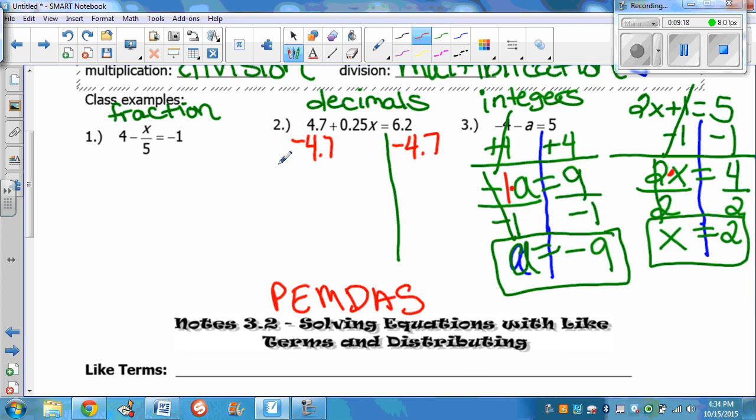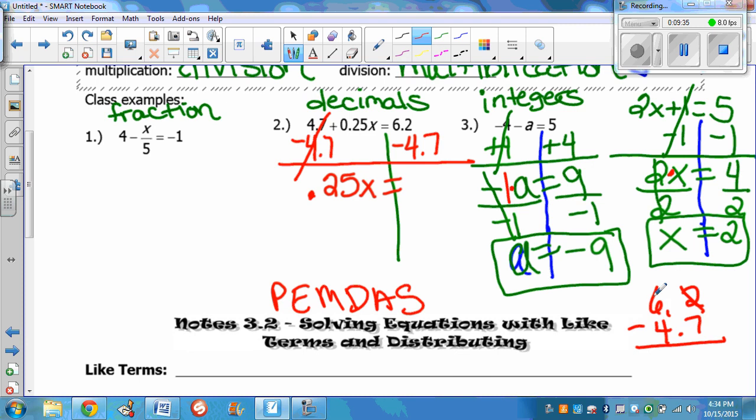So I'm going to subtract 4.7 from both sides, and I get 0.25x equals, okay? So that's 6.2 minus 4.7. I might write down here, and go to your calculator. I'm going to do this one by hand. I don't have my calculator handy. So we end up with 5 and 1. So that's 1.5.